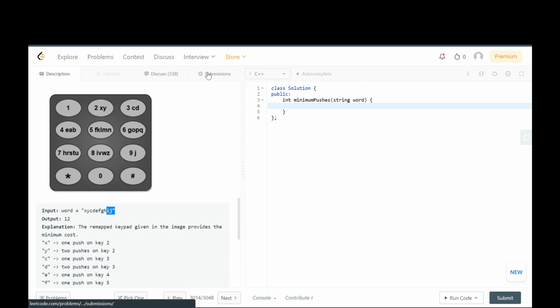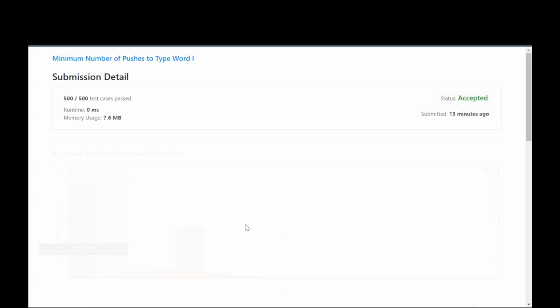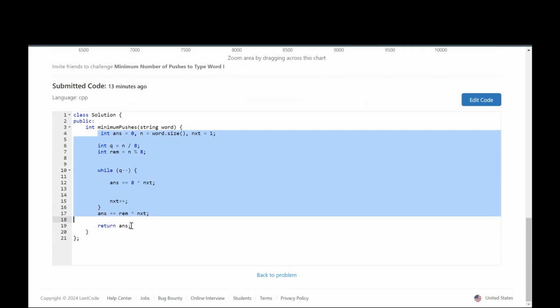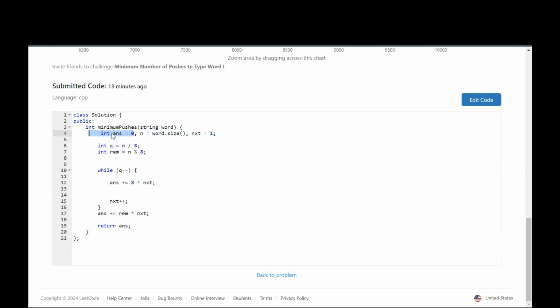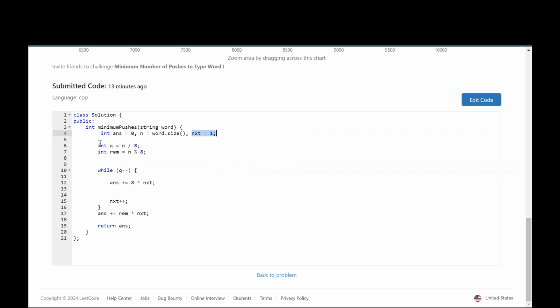So I'll just go through the code that we have. All right, so this is the code, guys. First, we have an answer variable, and we are taking the size of this word, this particular string. Next is the cycle that we have. First, we are considering the first eight characters. How are we finding the number of times this particular length is going to be divided? That is divided by eight. And if there is any remainder, it can be found by n mod 8.